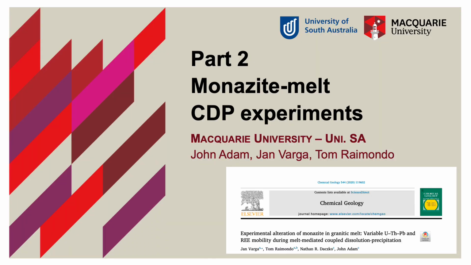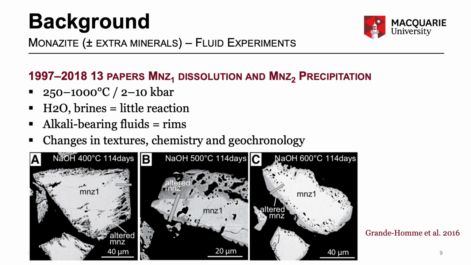So let's now look at some experiments that we published on in 2020. These experiments were done at Macquarie University with John Adam and a PhD student, Varga. The kind of experiments that have been done with monazite in the past involved a range of fluids. With water and brines, they found that there was little interaction and reaction. With alkali-bearing fluids, they got good core and rim textures to form with this porosity in the outer parts of the grains. And they found changes in textures, chemistry, and geochronology.